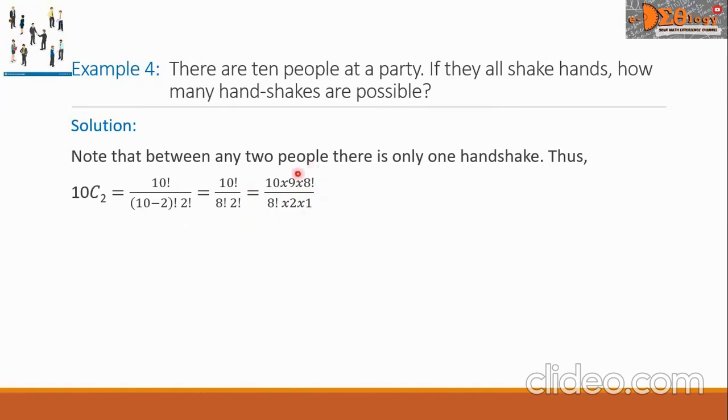We can now cancel the 8 factorial in the numerator and in the denominator respectively. So now, we can simplify our numerator to be 90, that is 10 times 9, over the denominator, which is now 2. 90 divided by 2 is equal to 45. So it means there are 45 possible handshakes in a party of 10 people. This is our final answer.